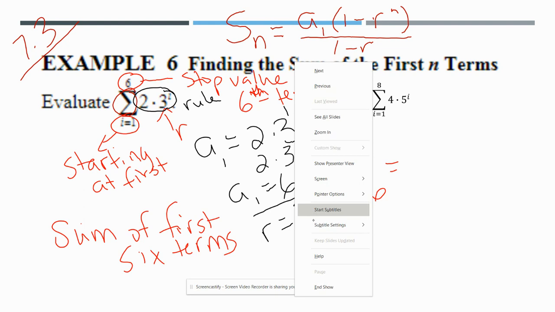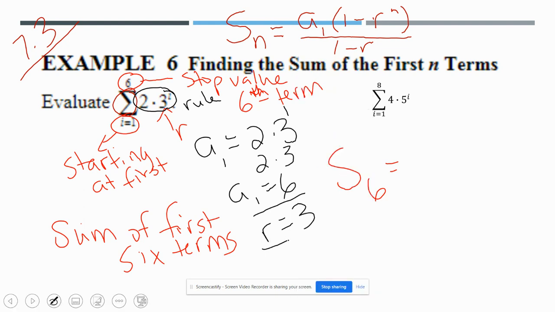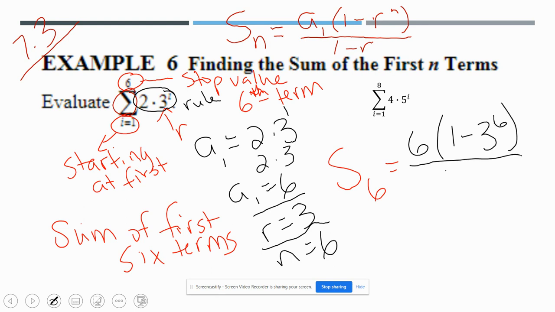R is 3, and N is 6. So we're plugging into our formula. A sub 1 is 6 times 1 minus 3 to the 6th power over 1 minus 3. I'm going to plug this into the calculator, and I end up getting the sum of the first 6 terms is 2,184.